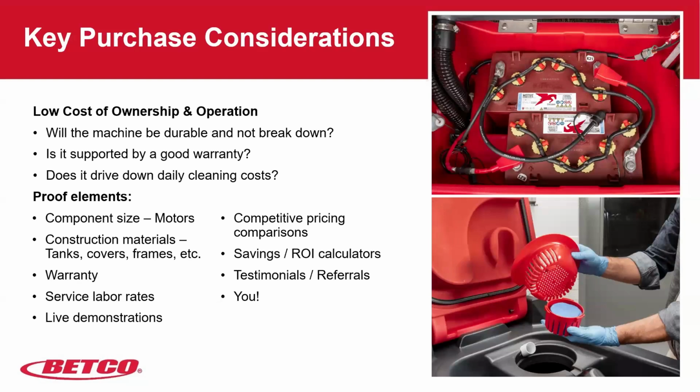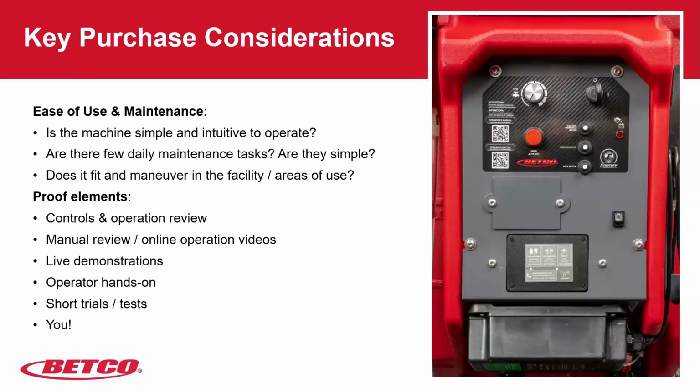What is the total cost of ownership and operation? You take a look at the batteries. Does it have lithium batteries? Does it have AGM batteries? Does it have lead acid batteries? Does it have foam protection? Does it have battery protection? What kind of warranty? What kind of down period? Does it drive down your daily cleaning cost? Can I clean my building with an auto scrubber in 1 hour instead of 5 hours? Those are the types of things you take a look at when looking at an auto scrubber, for example.